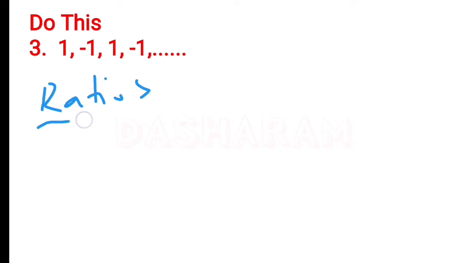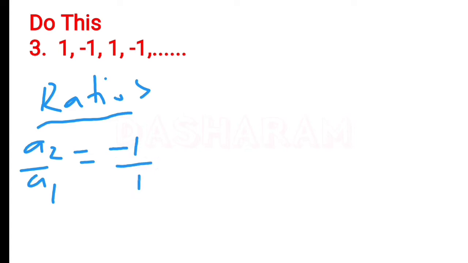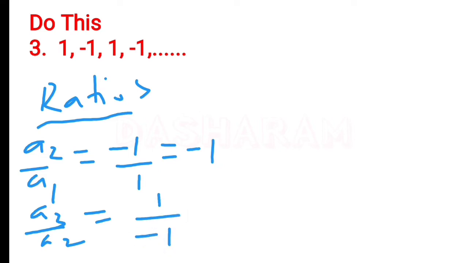So observe carefully here. First ratio is A2 by A1. A2 value is minus 1, A1 value is 1. Minus 1 by 1, answer is minus 1. Second ratio A3 by A2. A3 value is 1 and A2 value is minus 1. 1 by minus 1, answer is minus 1.